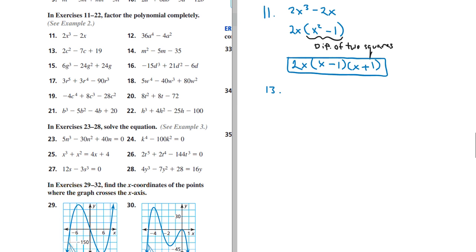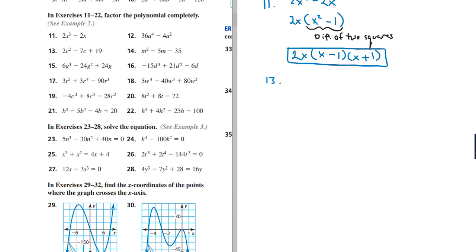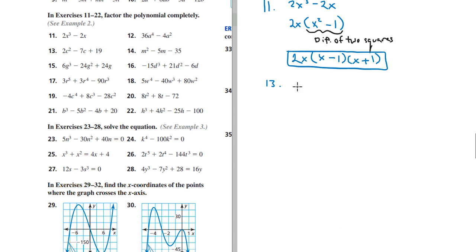All right, number 13. On number 13, we have a trinomial, 2c squared minus 7c plus 19. A trinomial factors into the product of two binomials. The first two positions have to multiply to 2c squared, so that must be 2c times c. The last two have to multiply to 19, but my middle term is negative, so I'm going to need a negative and a negative.